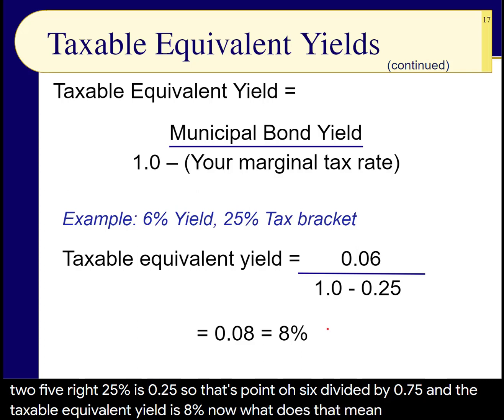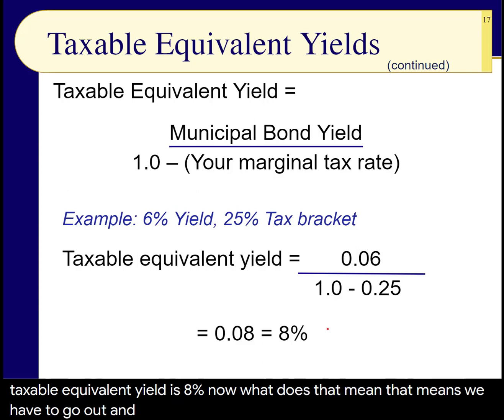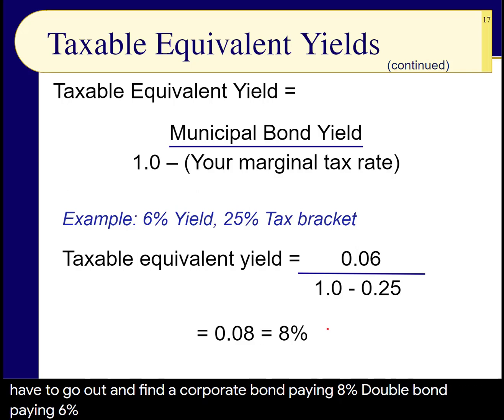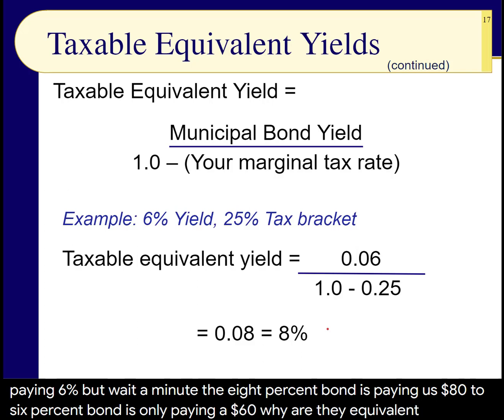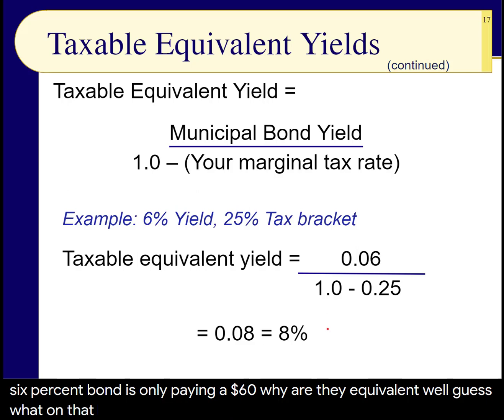Now, what does that mean? That means we have to go out and find a corporate bond paying 8% to be equivalent to our municipal bond paying 6%. But wait a minute, the 8% bond is paying us $80, the 6% bond is only paying us $60. Why are they equivalent? Well, guess what? On that $80, we have to pay taxes. On the $60, we don't have to pay any taxes.